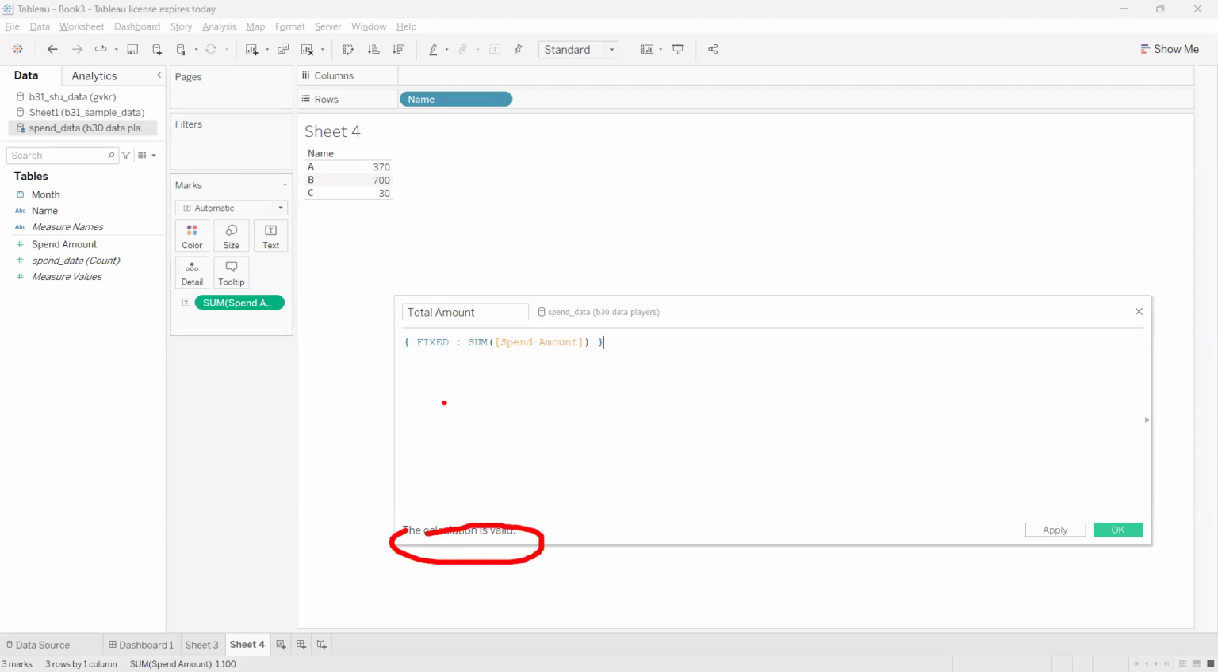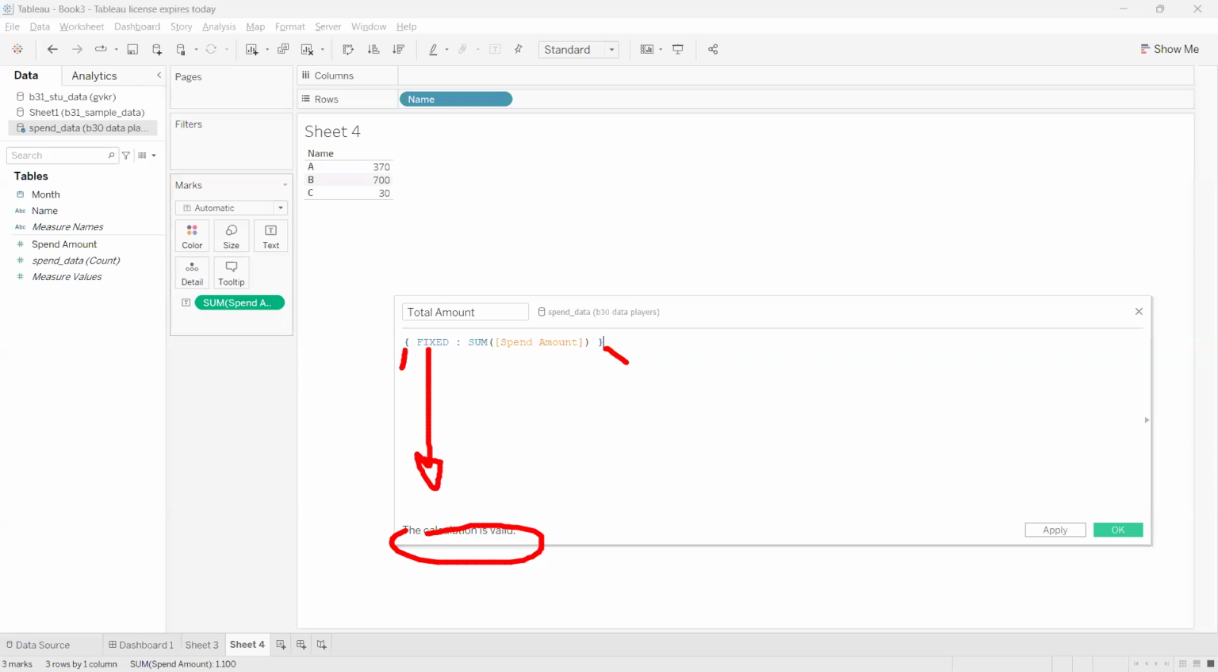The syntax for fixed LOD is, within the flower brackets, we have to write the fixed LOD. Any LOD we have to write within these flower brackets. After that we have to write fixed here. If you are writing include LOD, you can write include here. If you are writing exclude LOD, you can write exclude here.